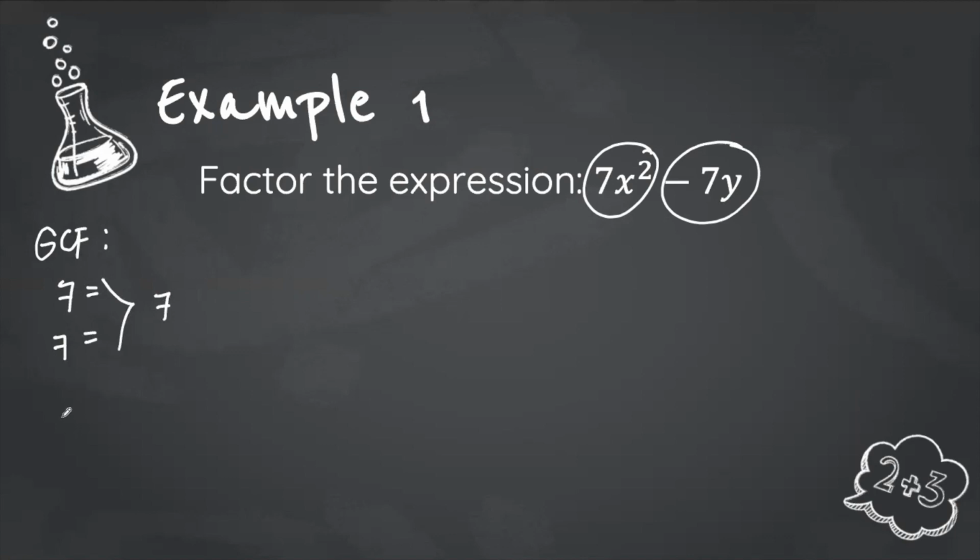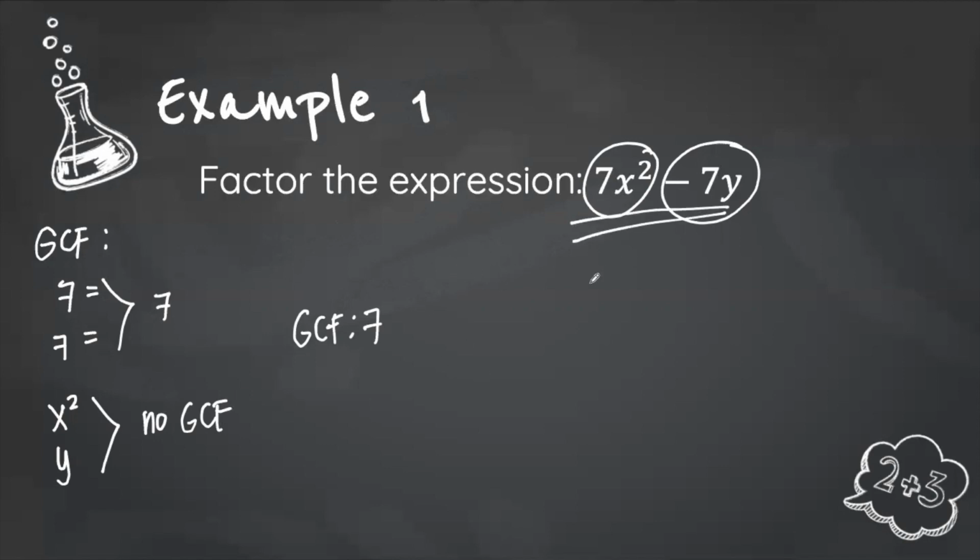Then, let's identify the GCF of the variables, x squared and y. There are no shared variables. That means there are no common variables, so there is no GCF for the variables. So the GCF of this whole expression will just be 7. After getting the GCF of the whole expression, we divide the whole polynomial by the GCF.